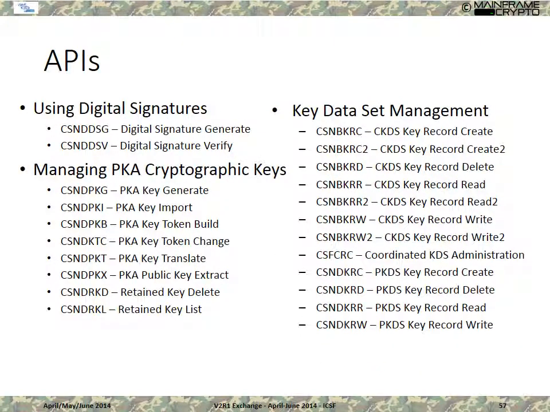Some more APIs. The first two are associated with generating and verifying digital signatures, so you can sign messages and say this message really came from me because it's using the signature public-private key that's associated with me. On the bottom on the left, we have APIs that are specific to the PKA operations. So you've got a PKA key generate. This will generate a public-private key pair that you can use. There's APIs to create and build the tokens so you can store those records in the key stores or in the PKDS. Over on the right are the APIs for actually reading and writing to the key stores.